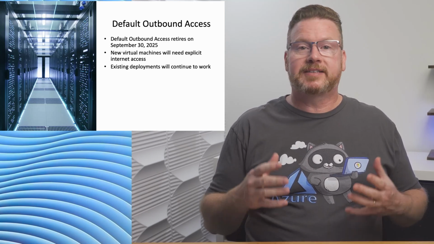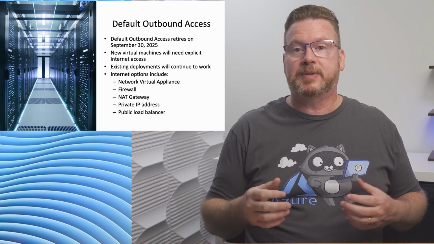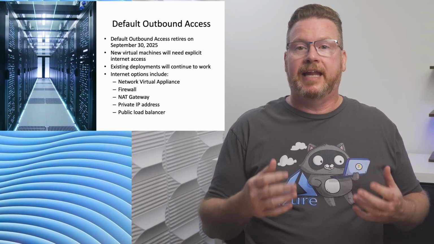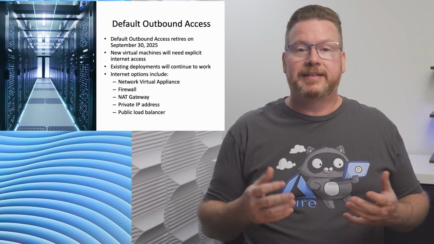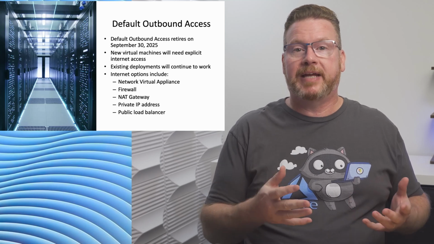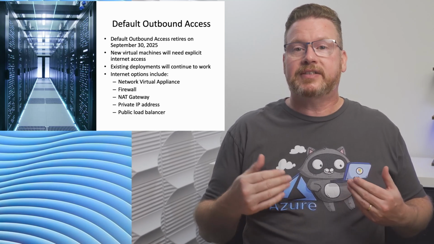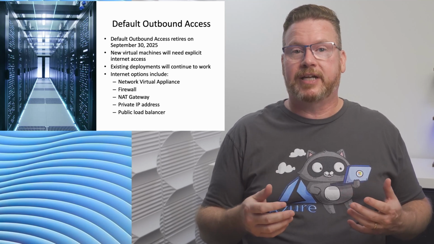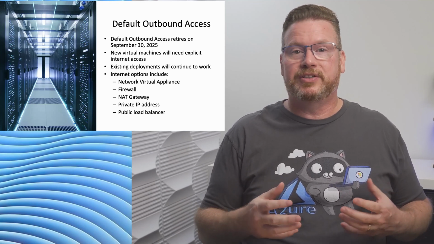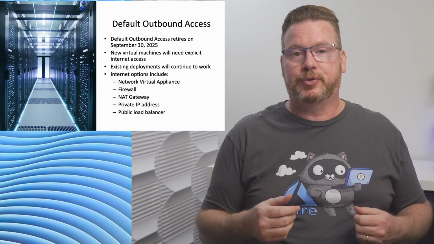As we previously discussed, there are a few ways to configure explicit connectivity to the internet: a network virtual appliance, firewall, NAT gateway, virtual machine private IP address, and load balancers can all provide that functionality. Each has its own feature set and configuration options. An organization will need to evaluate their requirements to make the best choice. We won't go over each option in this video.